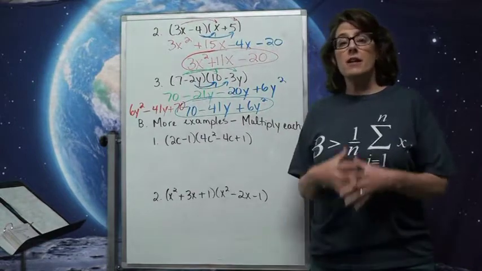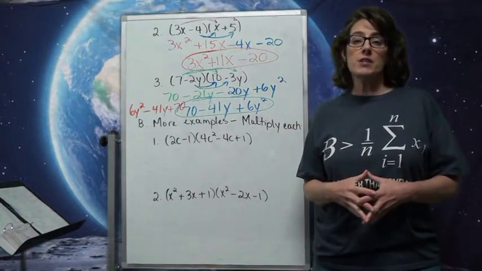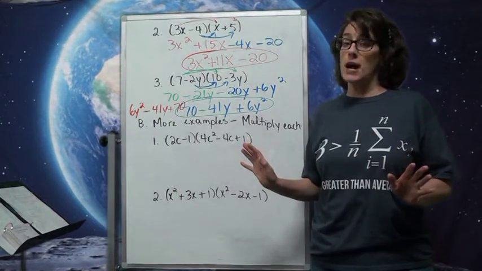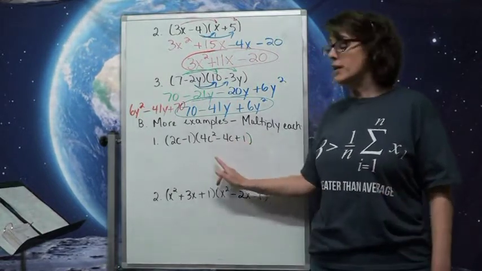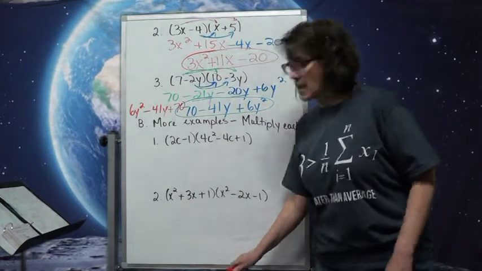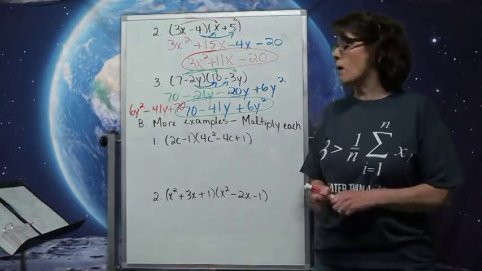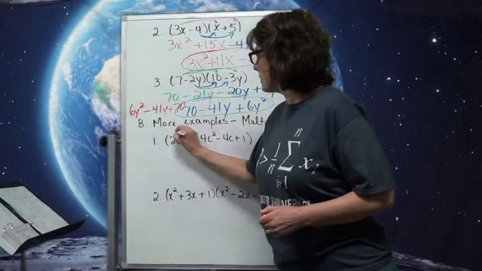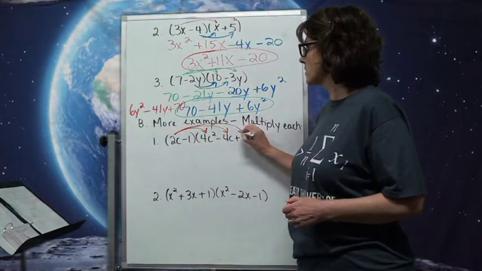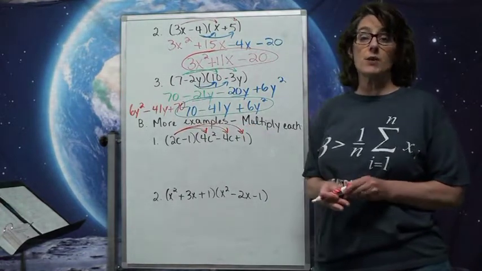Now, like I said, I like to think of FOIL as extended distributive property because you can see in this example I got way more than first, outer, inner, and last because I've got 3 terms in the back parentheses. So what I'm going to do is think of this again as extended distributive property, and I'm going to take that first term and distribute it all the way through the second parentheses, distributing it to every single term.